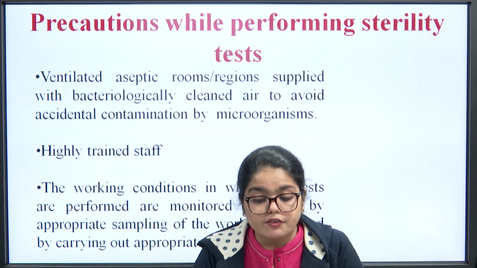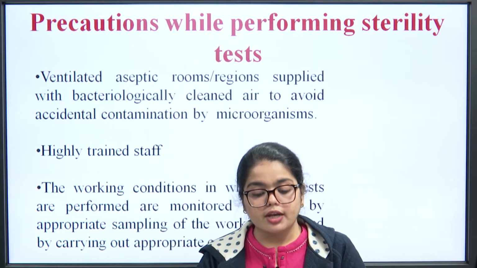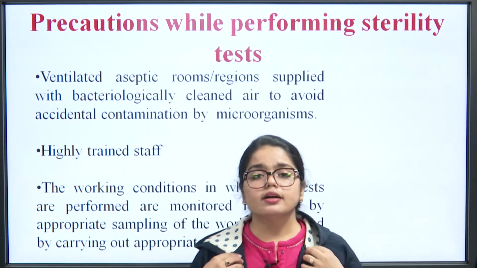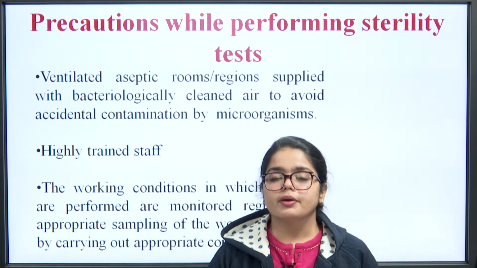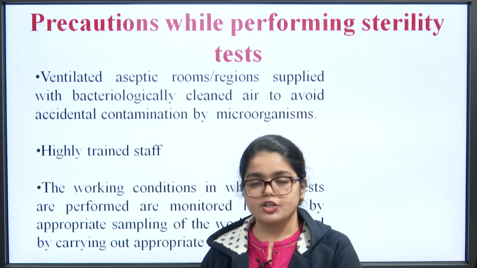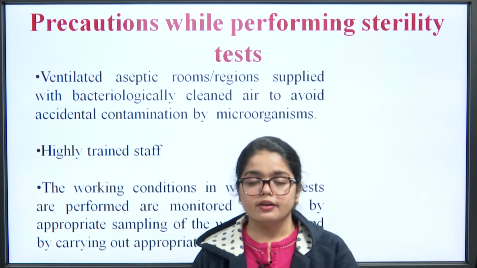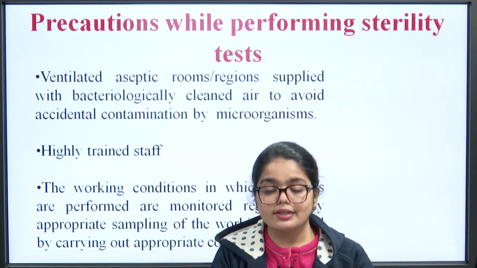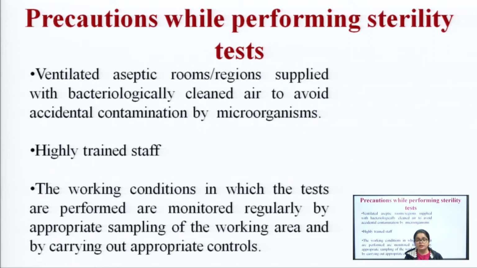Then the working conditions in which the tests are performed are monitored regularly by appropriate sampling of the working area and by carrying out appropriate controls. This point is about how the sampling or sterility test is done, taking the example of injectables being prepared in a particular area. Random sampling is done. A person goes there, takes a sample from the whole lot that is moving through the machinery, places it in the culture media, incubates it, and finds out whether growth is there or not.